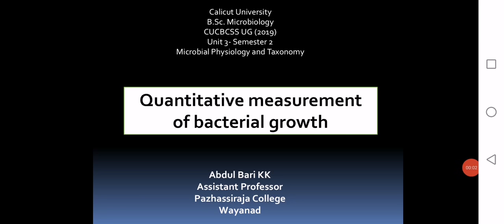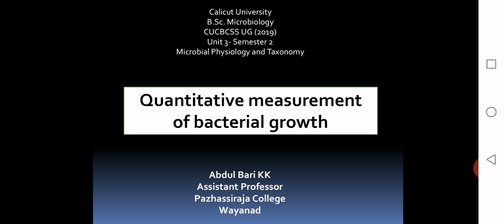Hello everyone. In this part of the presentation, we will discuss the quantitative measurement of bacterial growth. The various principles and methods used for cell quantitation, or bacterial growth assessment, will be discussed.